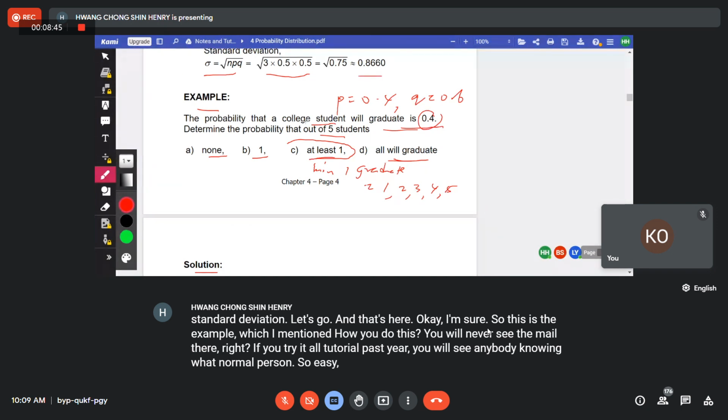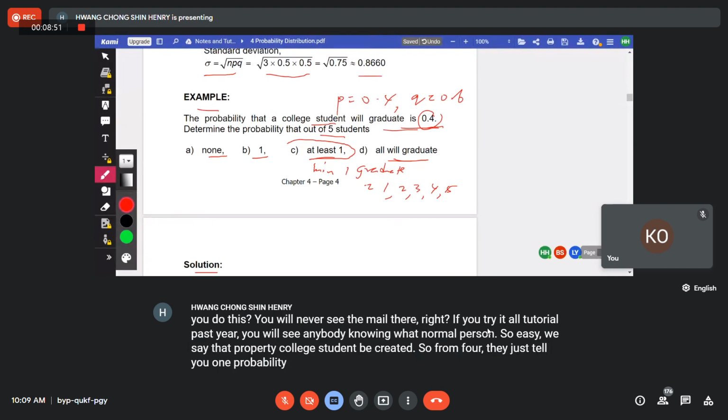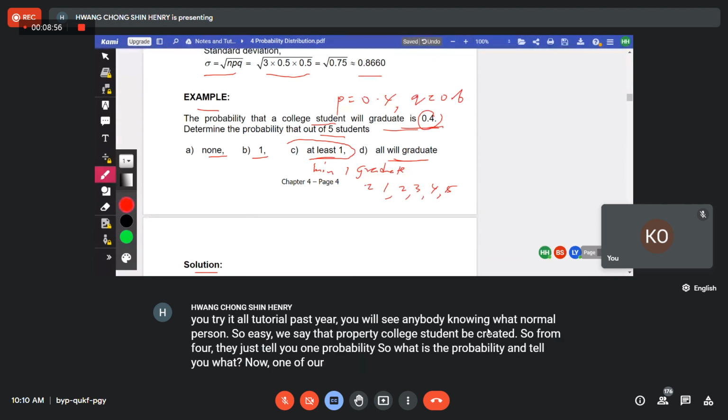So you say that the probability a college student will graduate is 0.4. They just tell you one probability. So what is the other probability? They tell you one outcome. One of the outcomes is graduate, 0.4. So the other outcome is cannot graduate, 0.6.